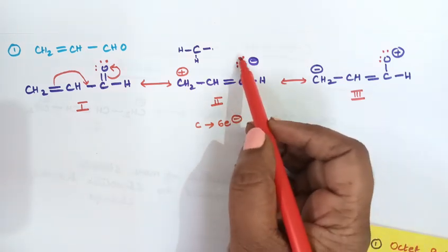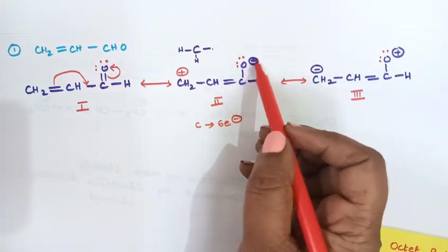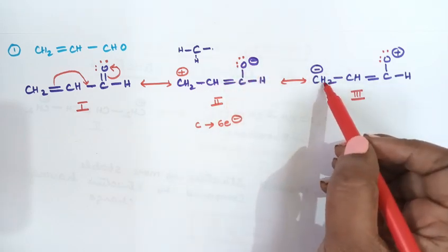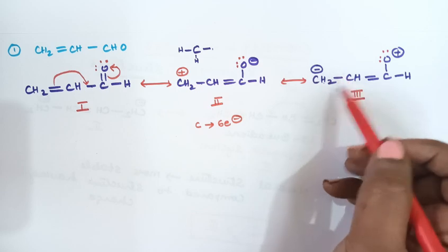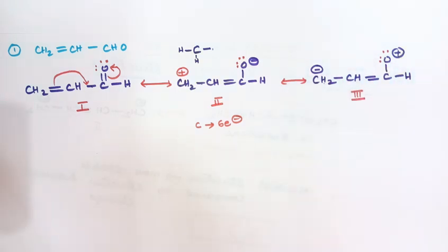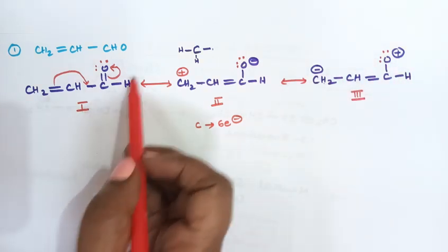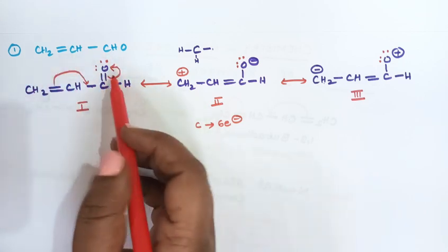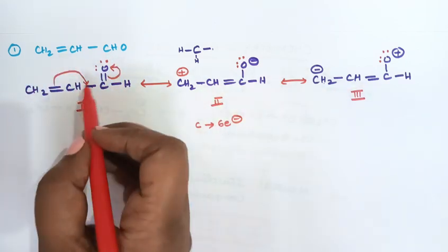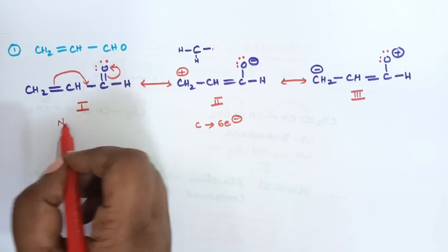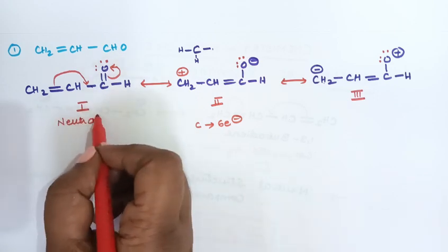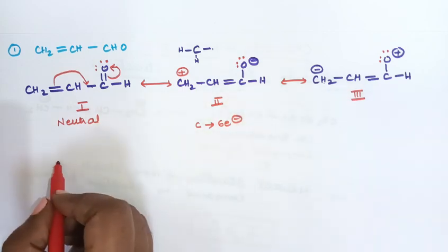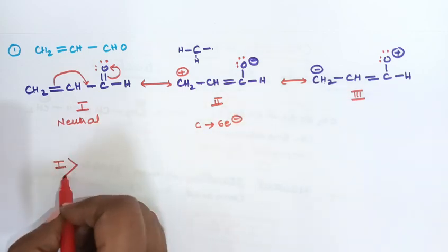And oxygen has 1, 2, 3, 4, 5, 6, 7, 8 electrons. So even this carbon has 8 electrons, so 4, 5, 6, 7, 8. So here also the octet is complete. So for structure 1, the first thing we have to apply is the neutral structure. Among these 3, this is the neutral structure. This is neutral. So a neutral structure will always be more stable compared to a charged one. So we can directly write that structure 1 will be more stable.